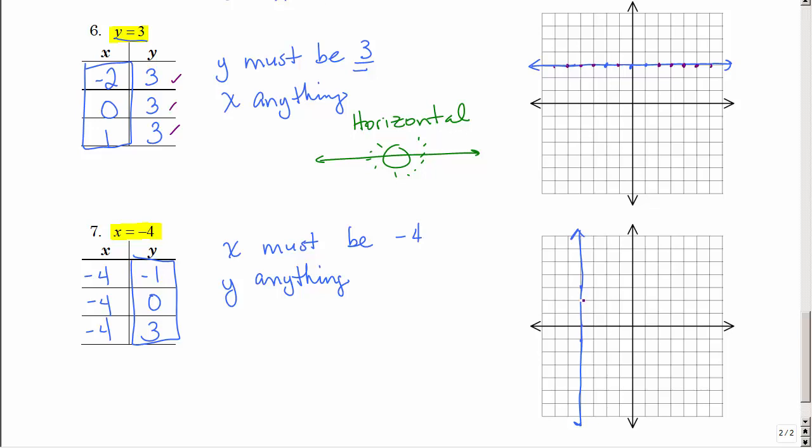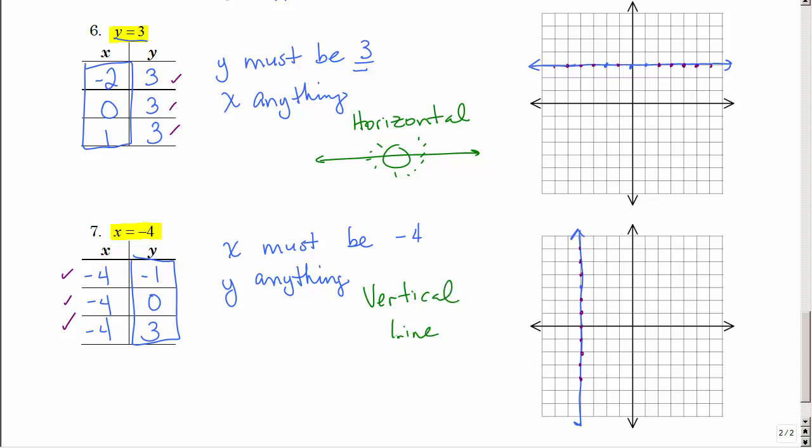Did you get a vertical line? Again, you could plot any of these points. That's an infinite amount of points. I chose these 3. You could choose other 3. As long as we get the same line, that's our solution. So what kind of line is this? This is a vertical line.